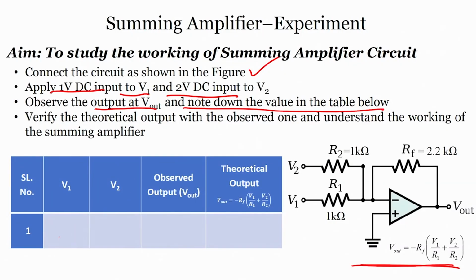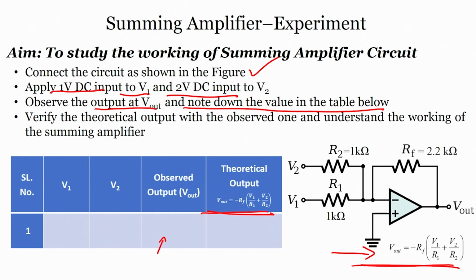The table has the values V1, V2, and the output voltage formula, which is your theoretical output. We calculate the theoretical output with the same formula given here: V out equals minus RF into V1 by R1 plus V2 by R2. We will see what the actual output is, and that will be the end of understanding the summing amplifier. So, let us see how the summing amplifier performs this operation.